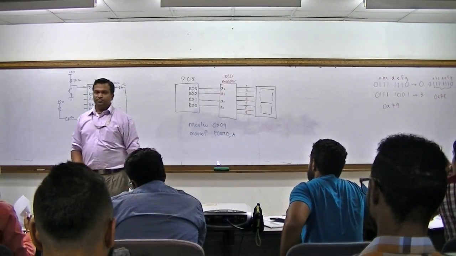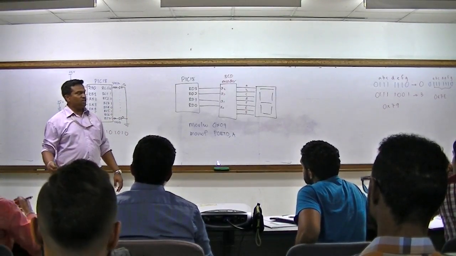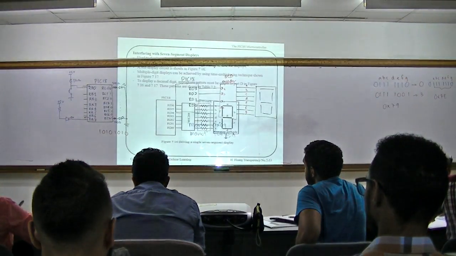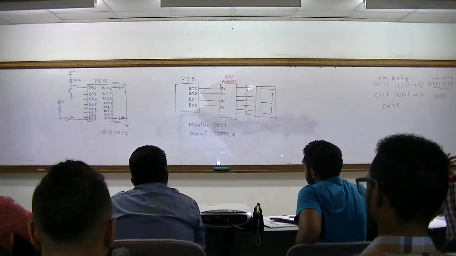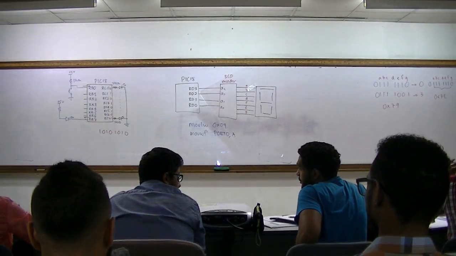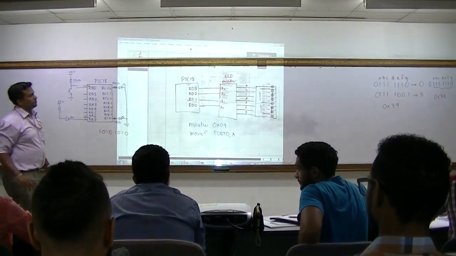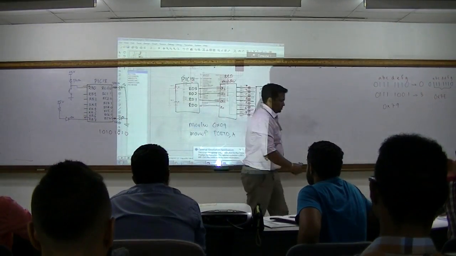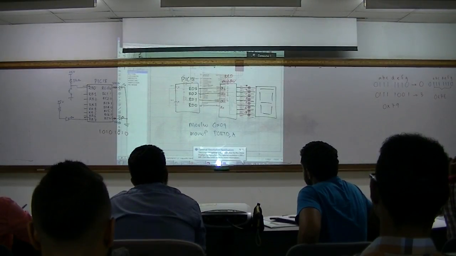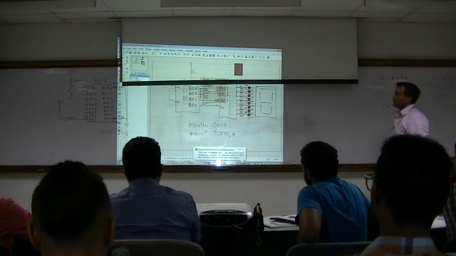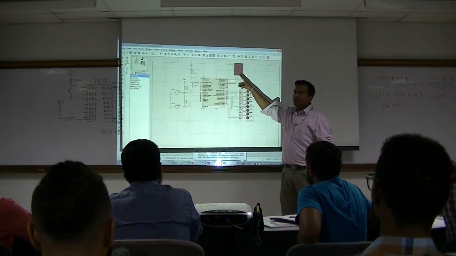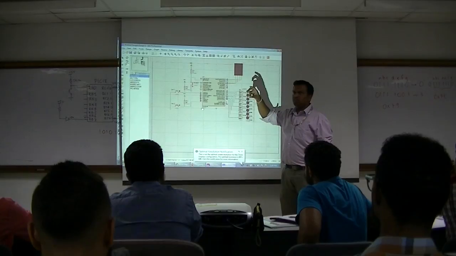So it becomes easy. Is that okay? Now just now if you remember the design which I showed you in Proteus, this one has only 4 pins. Now in Proteus there are 2 types of 7 segments.